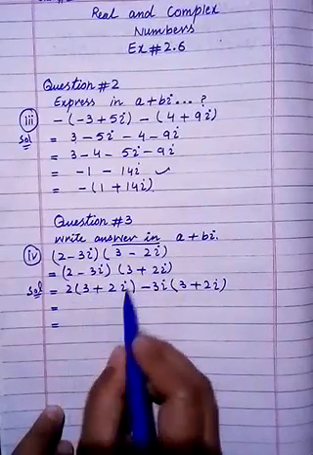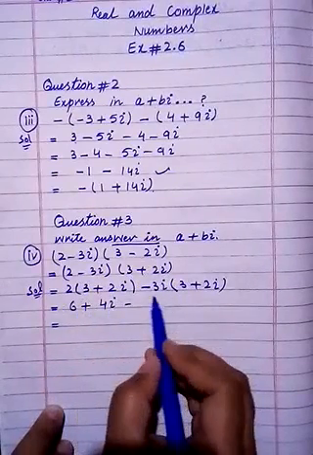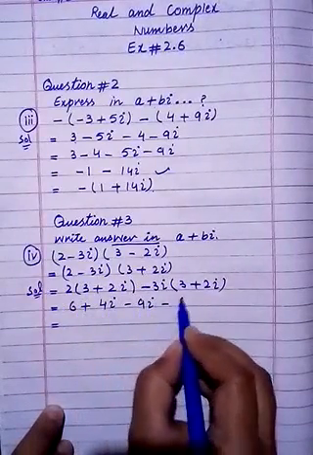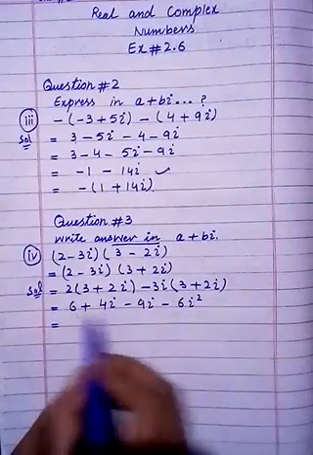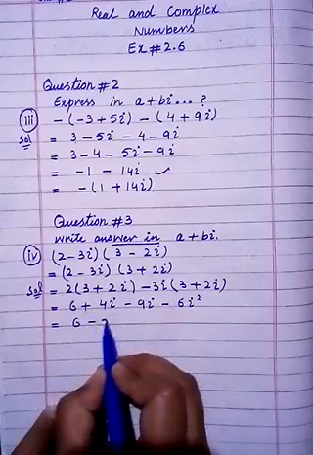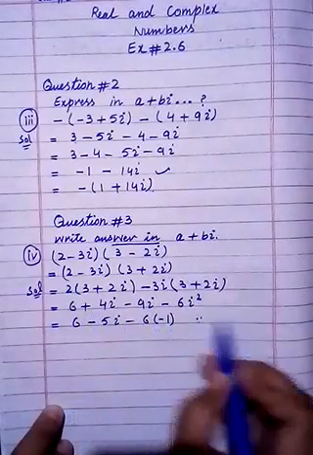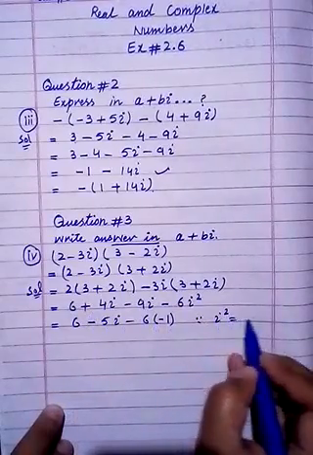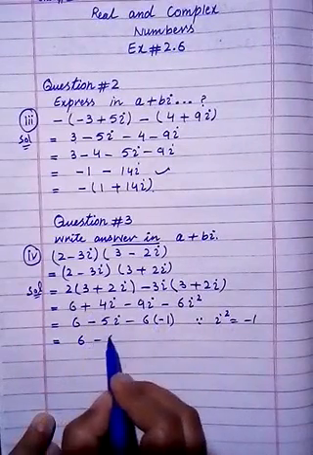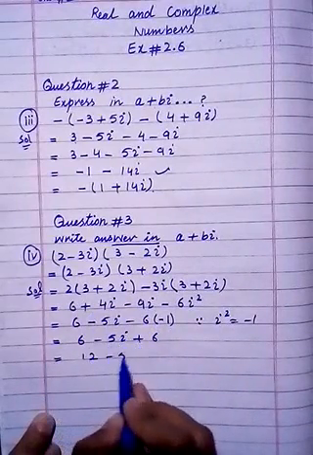Each number inside the bracket is multiplied by 2. 2 times 3 is 6, 2 times 2 is 4 iota. Outside is minus, so inside the sign will be changed. It becomes minus 9 iota minus 6 iota square. Now 6, then minus 9 plus 4 gives minus 5 iota. 6 iota square: its value is minus 1. So you can put a star and write its reason: iota square equals minus 1. Now you can write 6 minus 5 iota plus 6. Now 12 minus 5 iota.